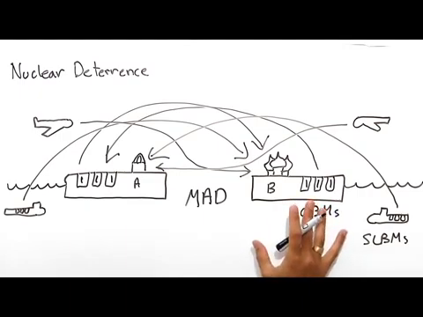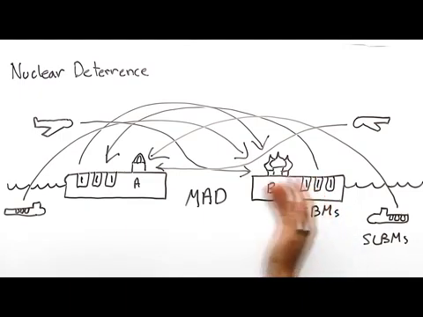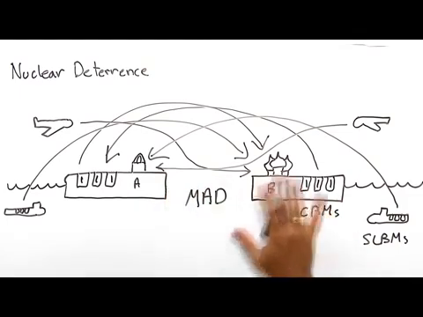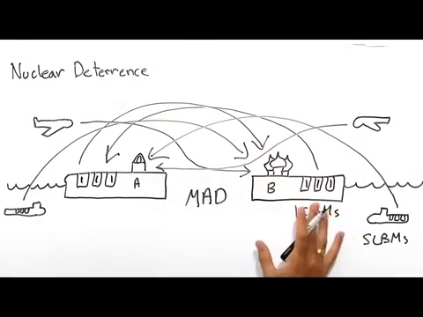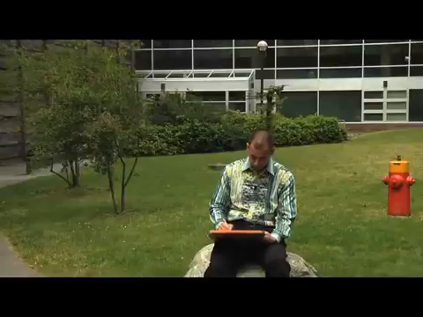Because going to war meant suicide. It meant suicide, certainly, for the United States and the Soviet Union. It possibly meant suicide for everyone living in the northern hemisphere of the planet. And quite possibly, it meant suicide for human civilization. Okay. So that was nuclear deterrence.